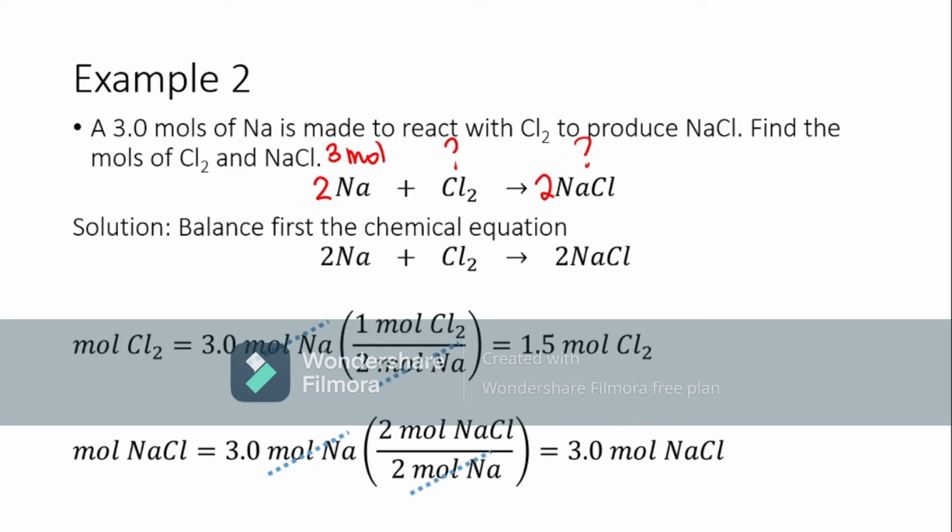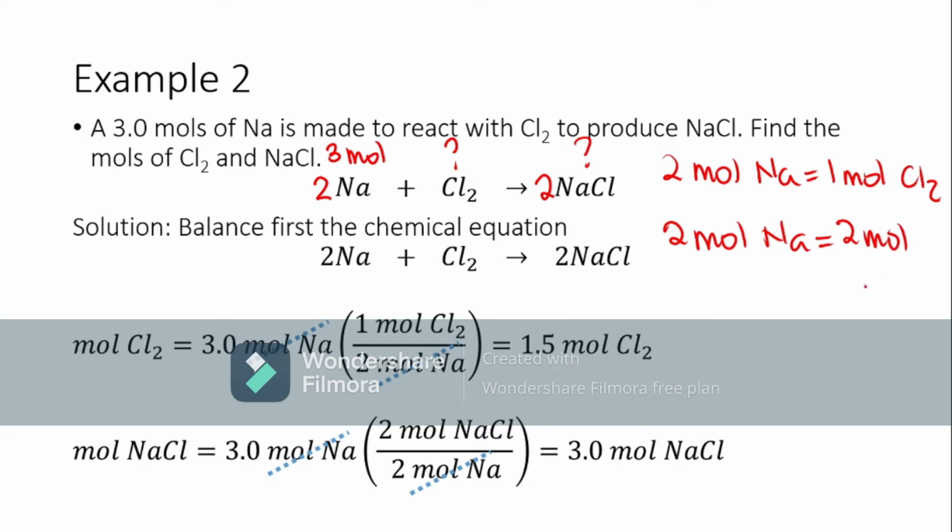Now, kung ang hinahanap ko ay mole of Cl2, pwede kong masabi, for every 2 moles of Na, equivalent siya sa 1 mole of Cl2. Then, for every 2 moles ng Na, siya yung given eh, meron akong 2 moles ng NaCl. So, get first the mole of Cl2.